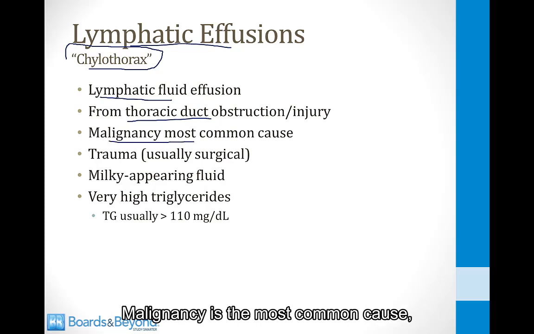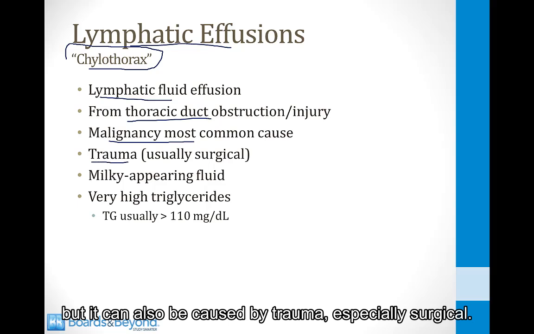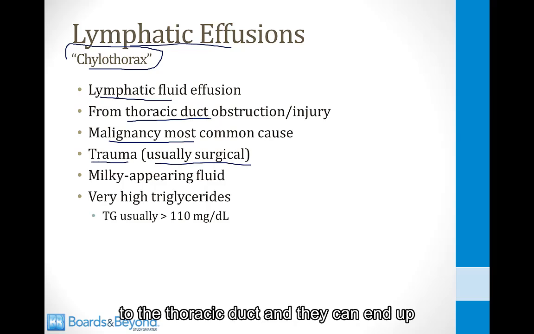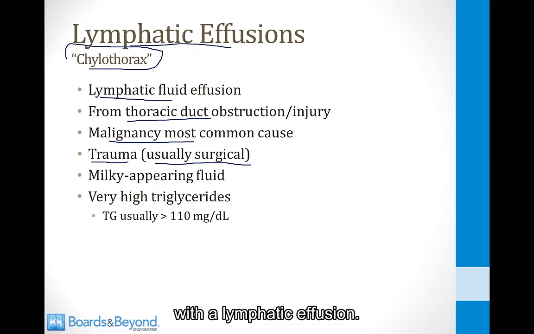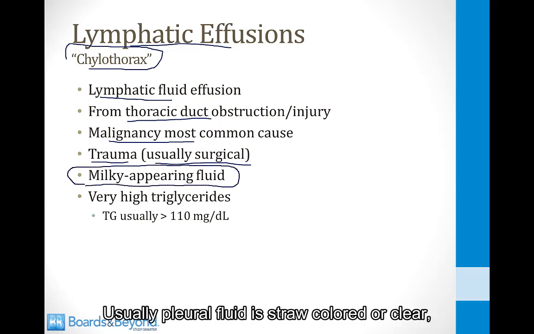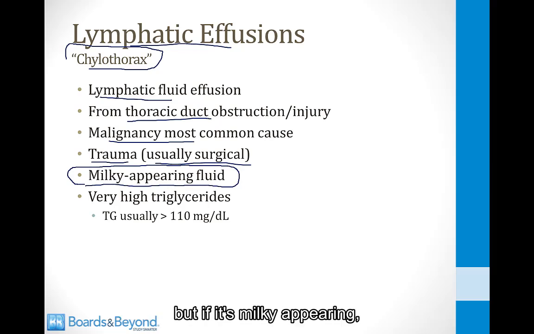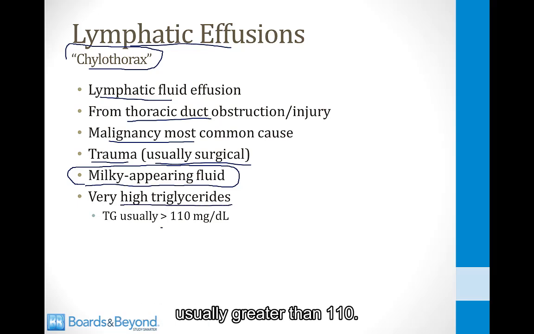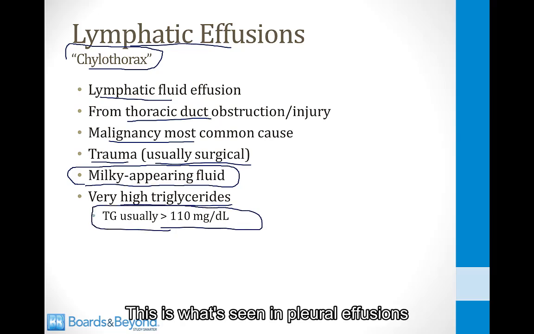Malignancy is the most common cause, but it can also be caused by trauma, especially surgical. Many patients who have open heart surgery can have damage to the thoracic duct and they can end up with a lymphatic effusion. It'll be milky appearing fluid when you draw it out. Usually pleural fluid is straw colored or clear, but if it's milky appearing, that suggests a lymphatic effusion. And when you send it to the lab, you'll find very high levels of triglycerides, usually greater than 110. This is what's seen in pleural effusions that are made up of lymph fluid.